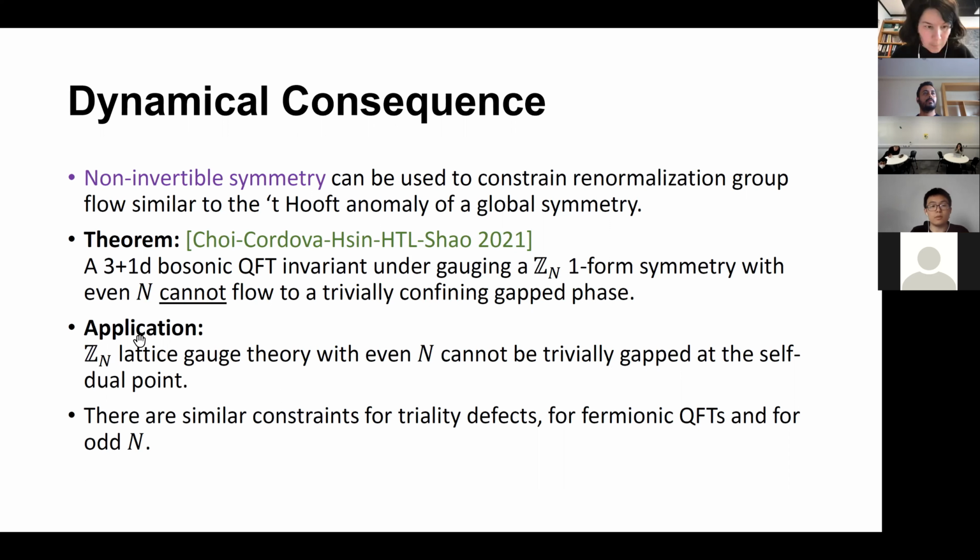And this is consistent with the common belief or the common lore. Usually people expect that the Zn lattice gauge theory will go through a phase transition at the self-duality point, or might flow to a U(1) gauge theory, which is a deconfined gapless theory at low energy. So in the paper, we have also proven similar constraints for triality defects, and also for fermionic QFTs and for odd n. Here I've only stated it for even n and bosonic QFT just to make the theorem simpler to state.